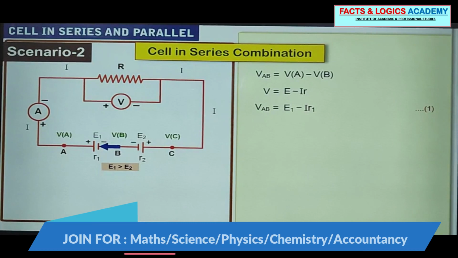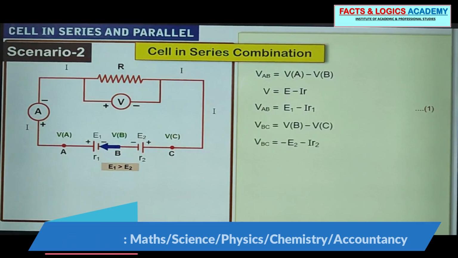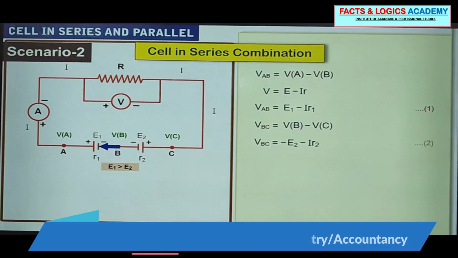So we can write VAB equal to E1 minus I into R1. Let us label it as equation 1. As the direction of the current I within the second cell is opposed by its EMF E2, E2 is taken as negative in the equation for VBC. Hence, we get VBC is equal to minus E2 minus I into R2. Let us label it as equation 2.